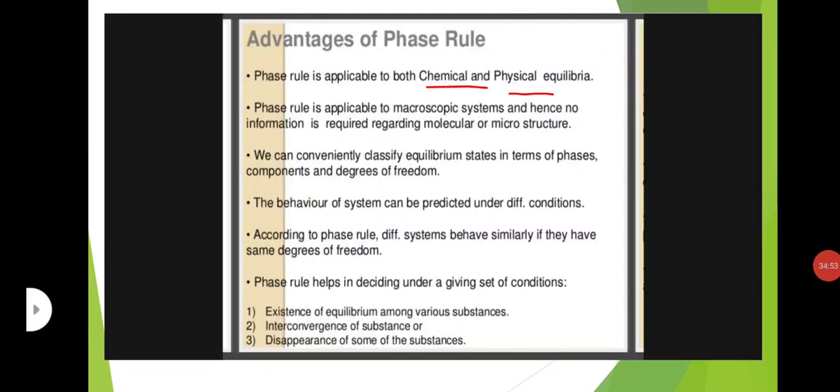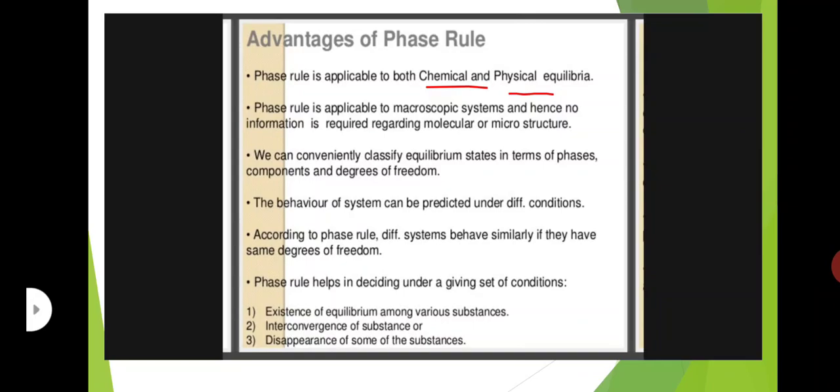Okay, next are the advantages of the phase rule. Phase rule is applicable to both chemical and physical equilibria. Phase rule is applicable to macroscopic systems, and hence no information is required regarding molecular or microstructure. We can conveniently classify equilibrium states in terms of phases, components, and degrees of freedom. The behavior of a system can be predicted under different conditions.